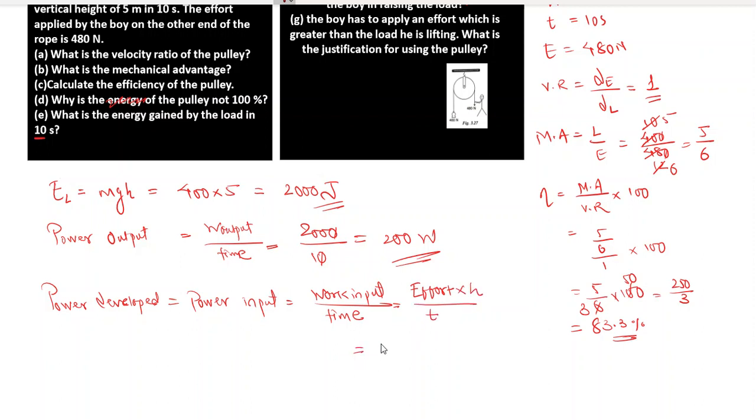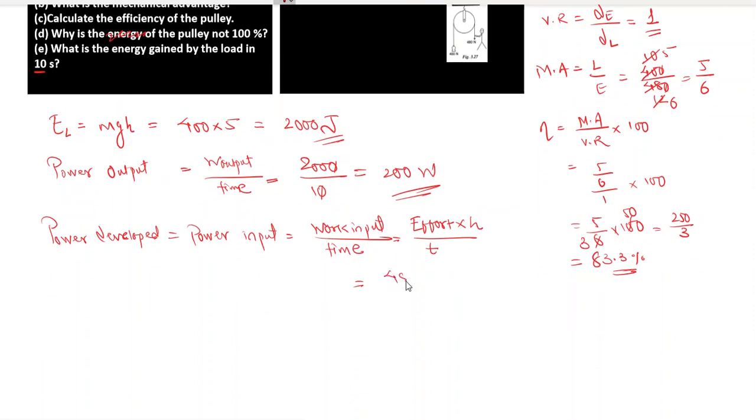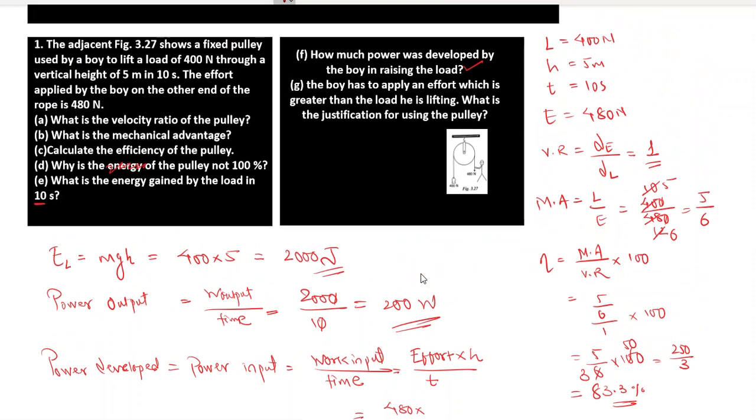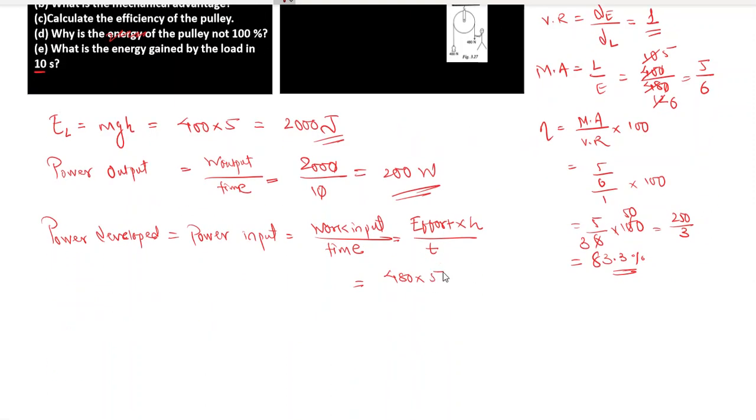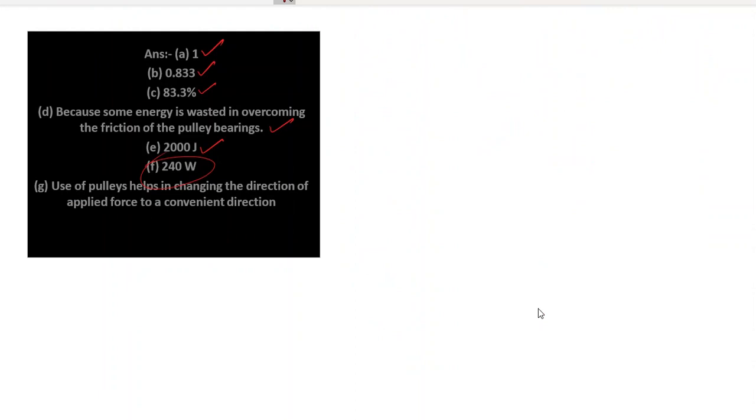So what is the effort? See, effort is 480. What is the height? Height is 5 meter. And what is the time? 10 seconds. So 5 2s are 10, 240. So power developed is 240 watts. The 200 watt is power output. This was not asked. This was asked. Correct. So I corrected my mistake over here, and I hope you also understood.